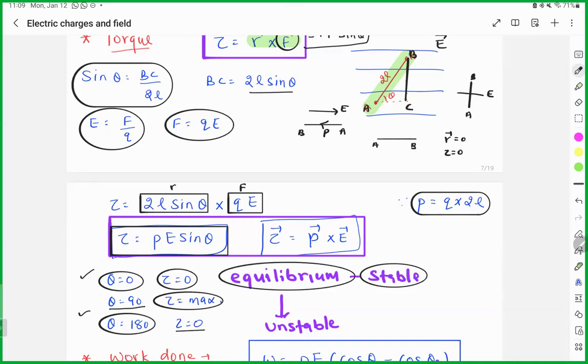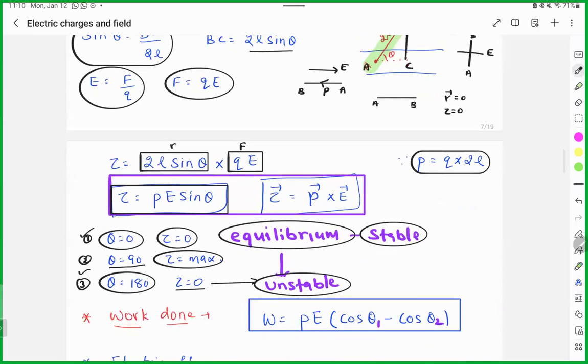But there is a difference. If you try to change the position at 0 degrees in the first case, this is case first, second, and third, it will remain the same. It will remain in equilibrium. But in the last case, this one, it is unstable. Why is it unstable? Because if you slightly change the position, it wants to come to the 0-degree angle. Understood? Any doubt in this?